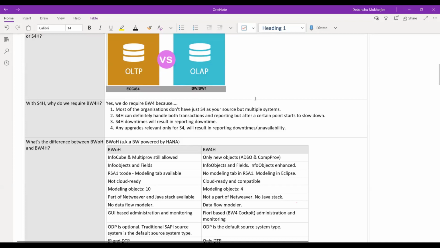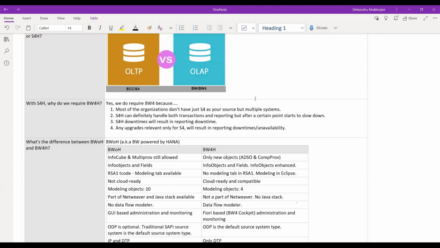Most organizations don't have just S4 as their source. They will have other systems also as a source. Say, for example, you have PeopleSoft, you have Oracle-based systems, you have SQL Server-based systems, you have cloud systems like SuccessFactors or Ariba. There can be many. So a company can have multiple systems, and usually companies have multiple systems, and S4 is one of them. So you have to collect data from all these systems, not just S4. So data warehousing is actually designed to collect data from multiple systems.